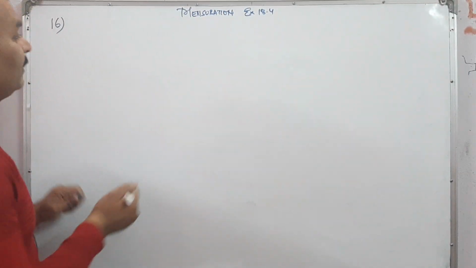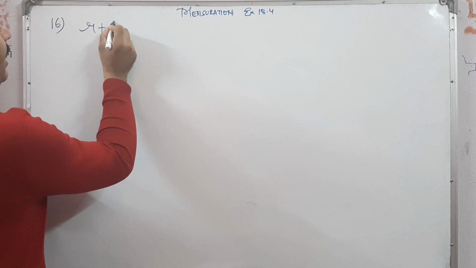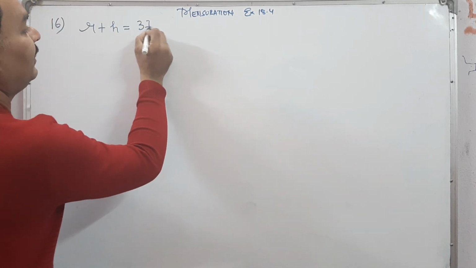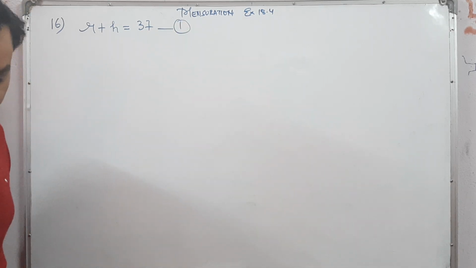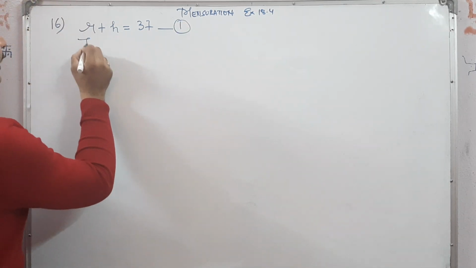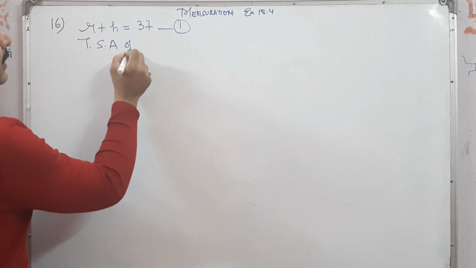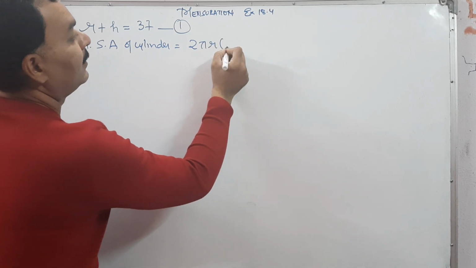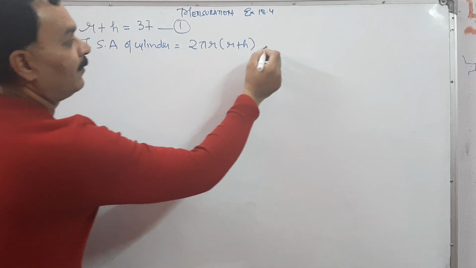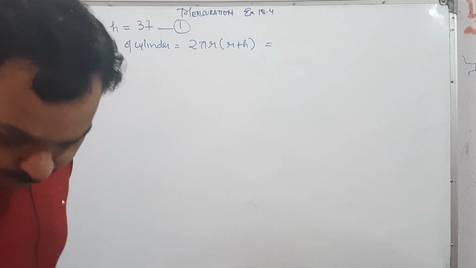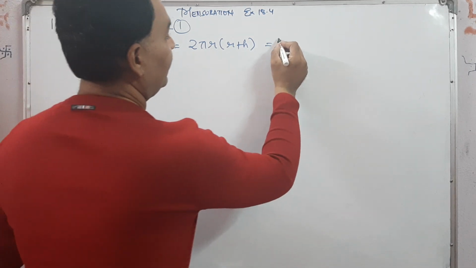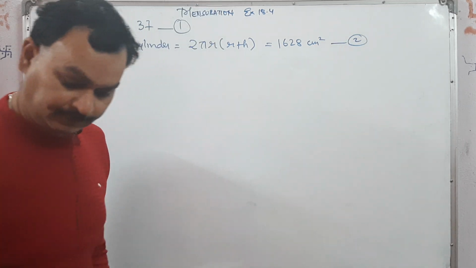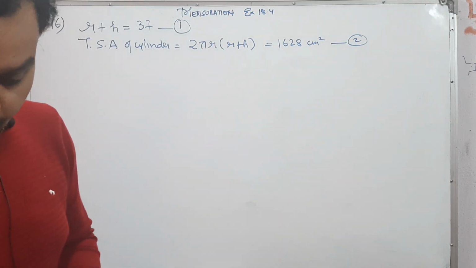Okay, the sum of radius and height of a cylinder is given as 37 centimeter. This is the first equation. And the total surface area. Now we know that the total surface area of a cylinder is given by 2 pi r (r plus h), which is equal to 1628 centimeter square. This is the second equation. Find the height and the volume of the cylinder.